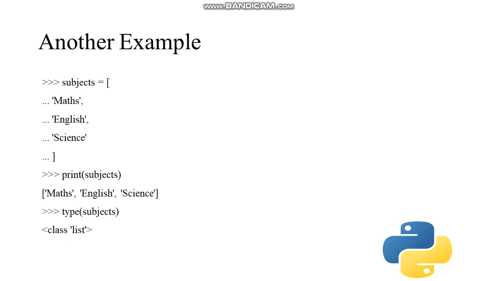Another example is I'm taking a list, subject equals maths. On a new line I'm writing English. On a new line I'm writing science. But if I'm printing subject, that means the list, I will get all the elements all together.